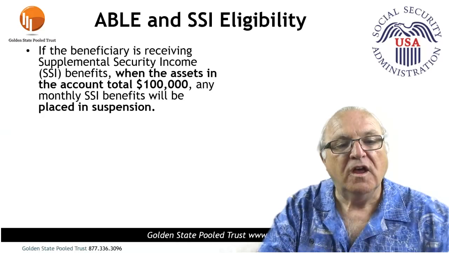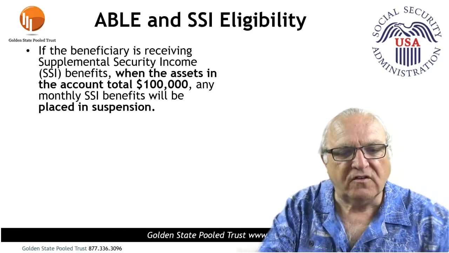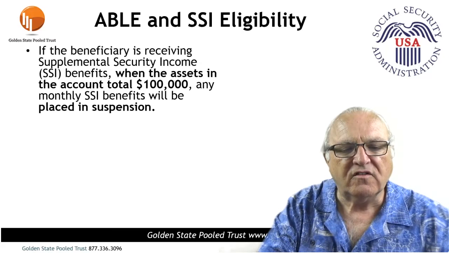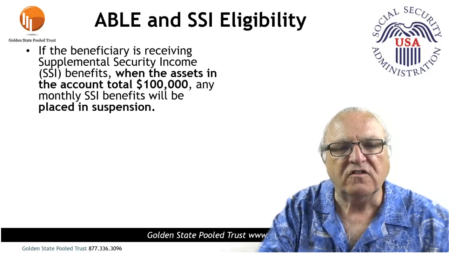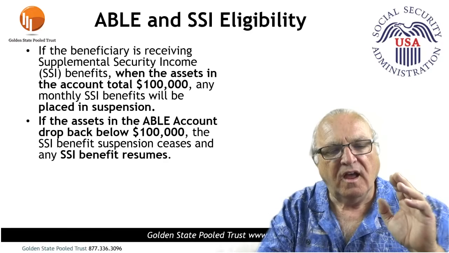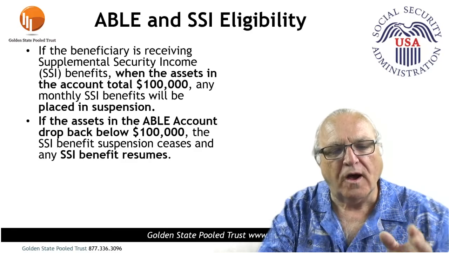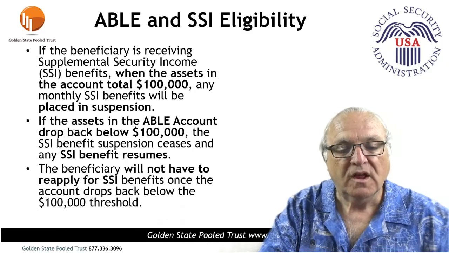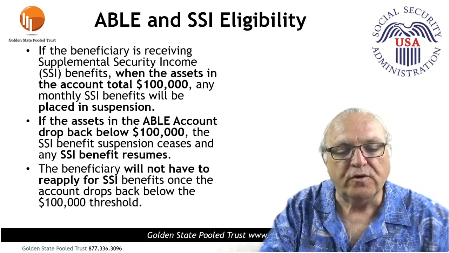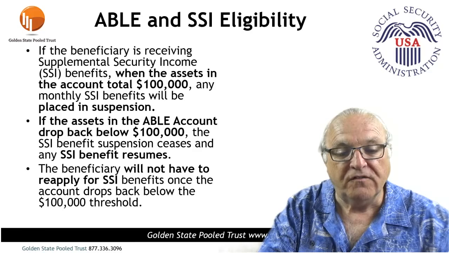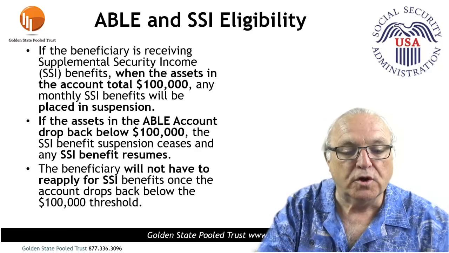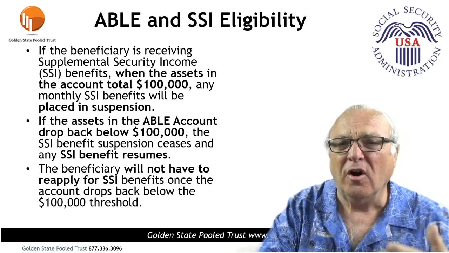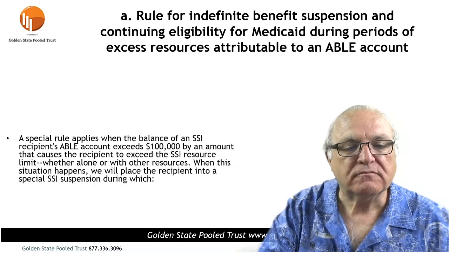So, if the ABLE beneficiary is receiving SSI, when the assets in the ABLE account total $100,000, the SSI benefits will be placed in suspension. Okay? And if the assets in the ABLE account drop below $100,000, then the SSI benefits resume. The beneficiary will not have to reapply for SSI benefits once the account drops below the $100,000, as we're going to see, as long as you follow all the other rules.